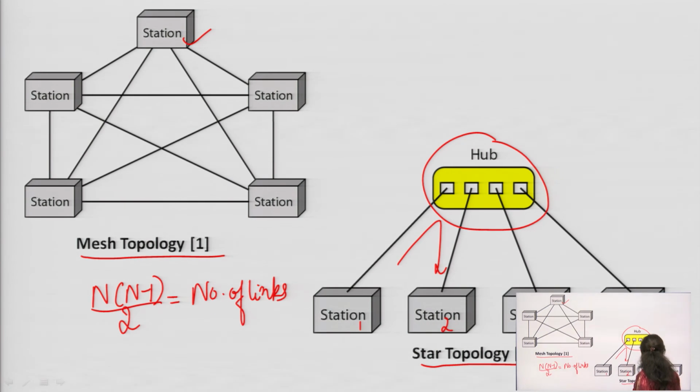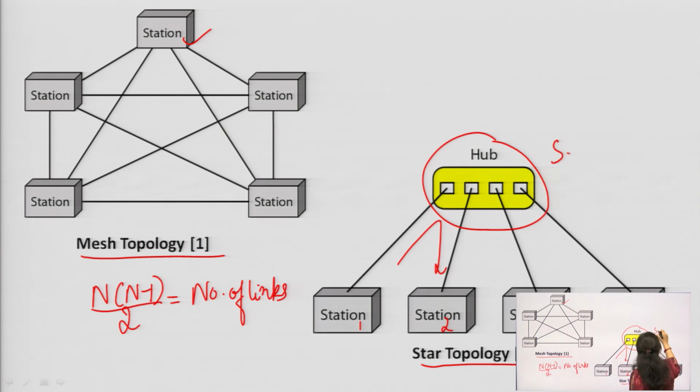Let us say there are 4 stations. Whatever information is to be transmitted has to be transmitted through this hub. So, what is the disadvantage of this star topology? The main disadvantage is the security.